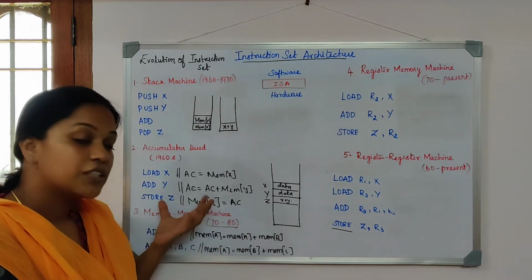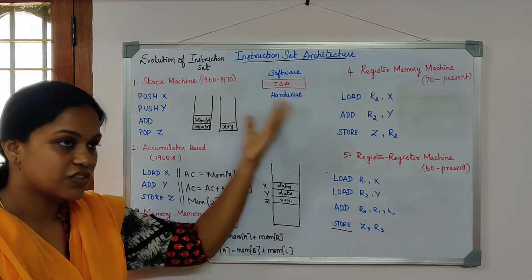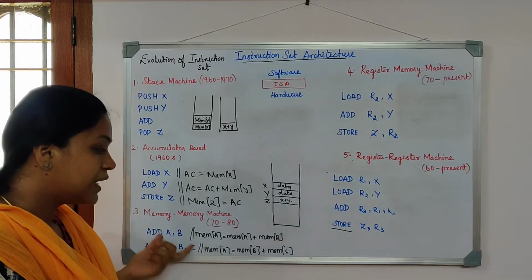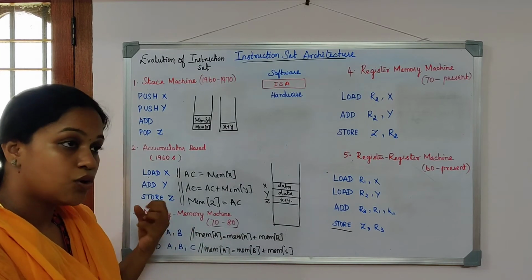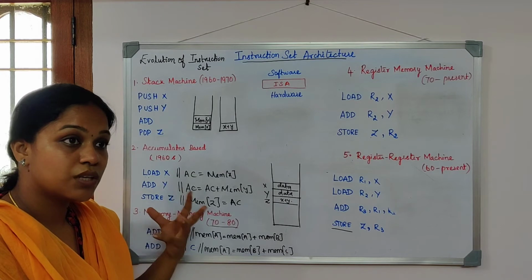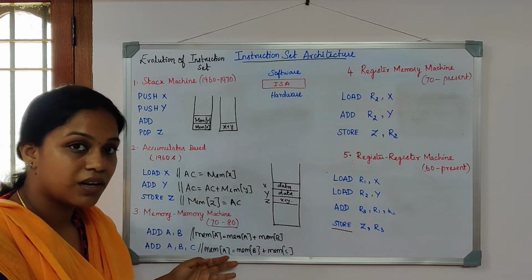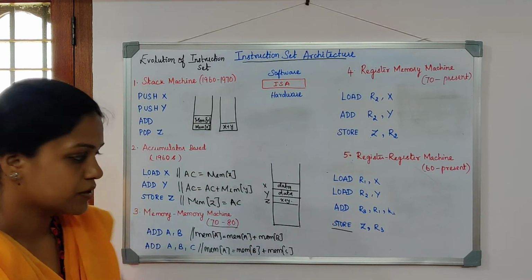Obviously this is going to be slow compared to those instruction sets which use registers, because all the data is present inside the memory itself. We are not bringing any data to the processor, which means to the registers, to do the manipulations. So this is obviously slower compared to those instruction sets which are using the registers.